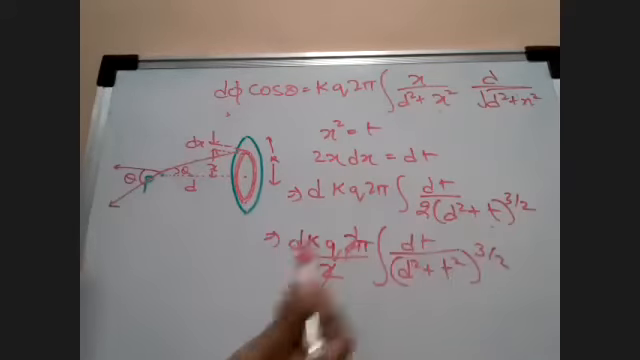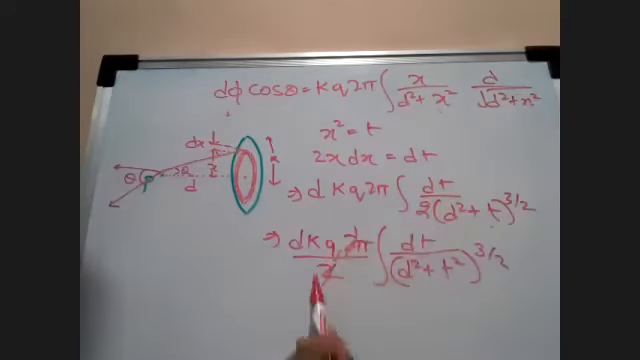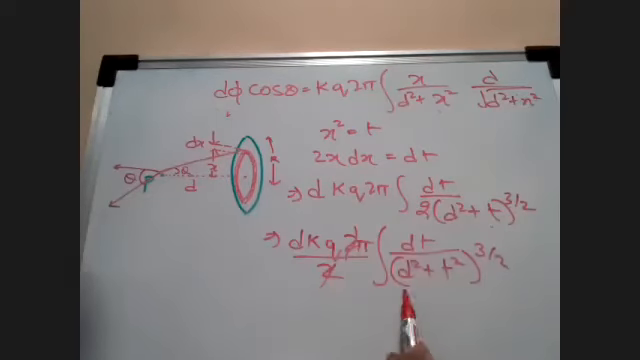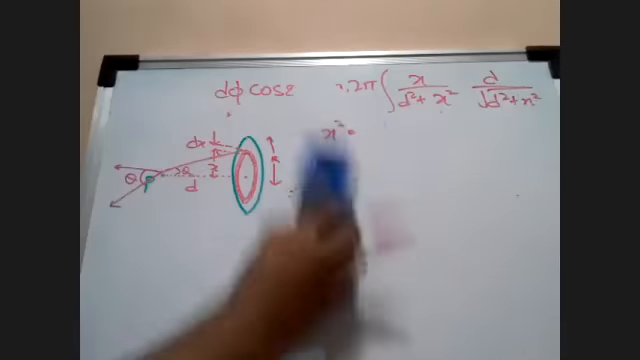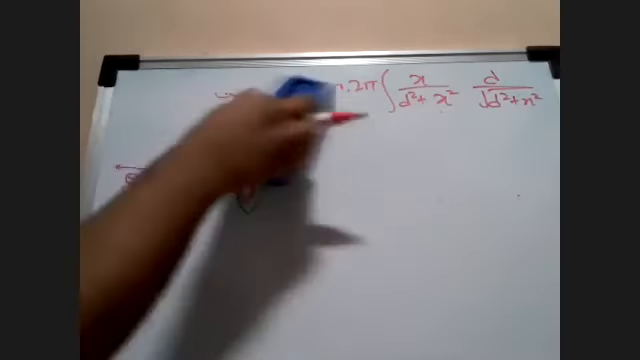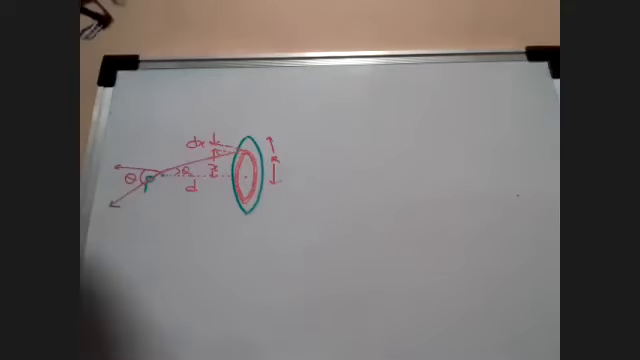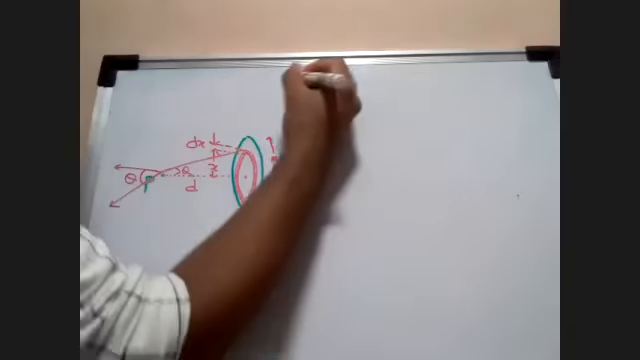Then I took the constants out from here. 2 is a constant, I removed it out. 2 and 2 got cancelled. What remained is d kq integration of dt upon d square plus t whole raised to 3 by 2. Integration becomes very simple now. Just understand the concept, the rest everything will become very clear. After this we are studying, immediately we'll be getting into Gauss law and Gauss law applications.